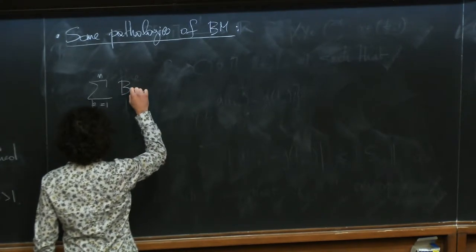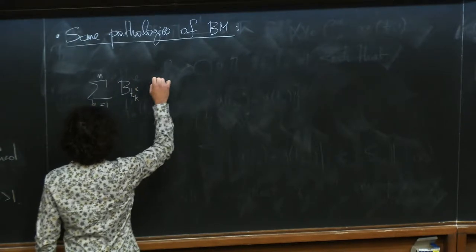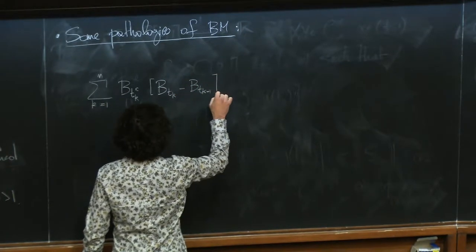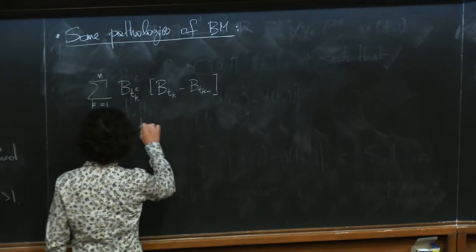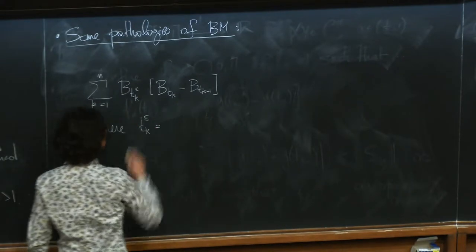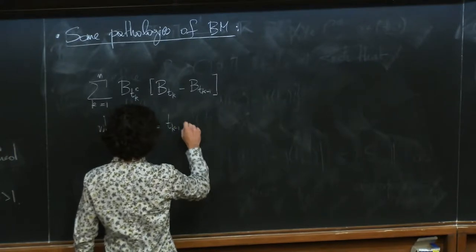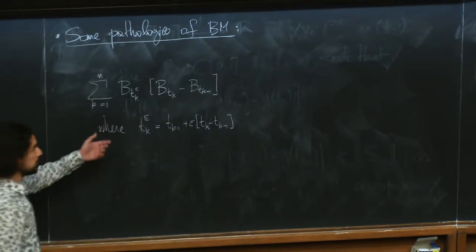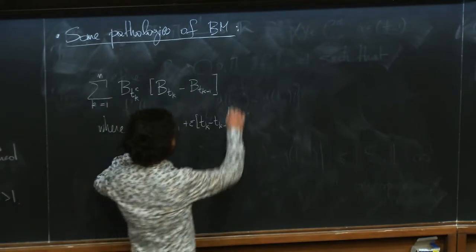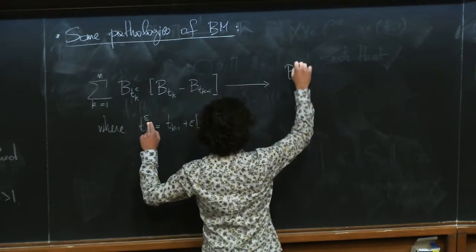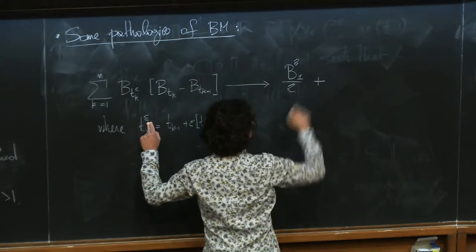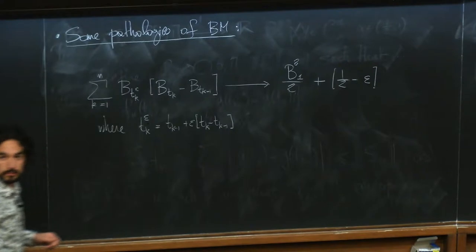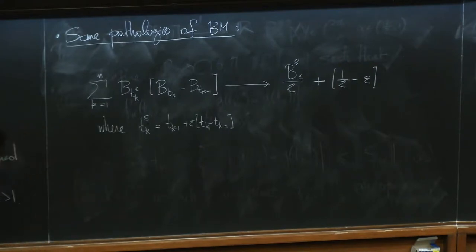Say take B of t_k^epsilon times the increment, where t_k^epsilon is something that interpolates between t_{k-1} and t_k. Well, if this was a Riemann-Stieltjes integral, this would converge no matter what the epsilon is. But actually, in the case of Brownian motion, this converges to what you would expect plus something that depends on epsilon. And there is more.